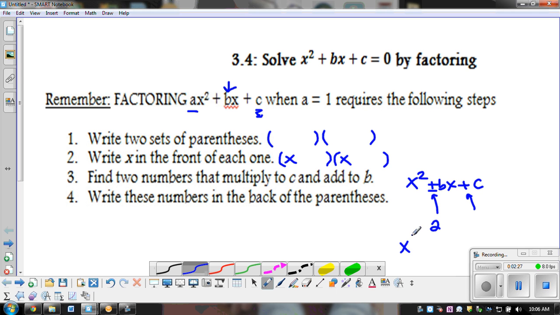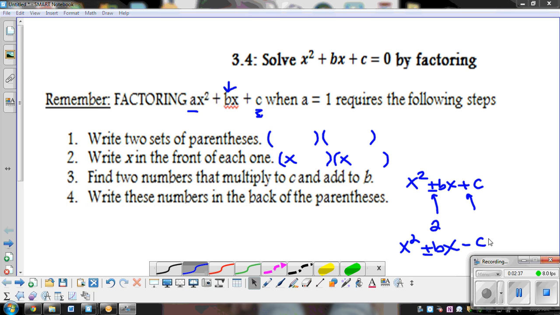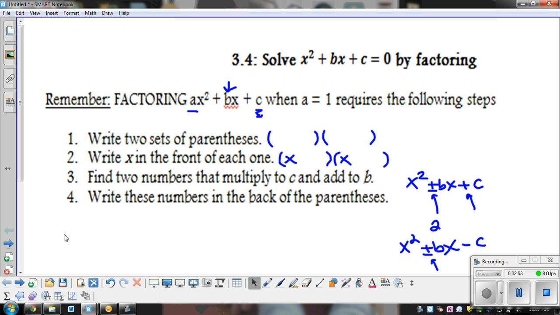If c is negative, then your 2 numbers are going to subtract to make the b. Because when you multiply 2 numbers and get a negative result, a negative c, one must be negative and one must be positive, and you'll figure the sign out by giving the bigger term the middle sign. So let's try some of these.